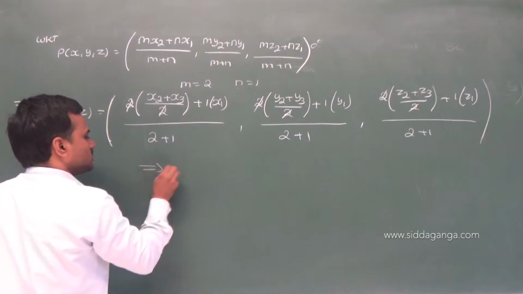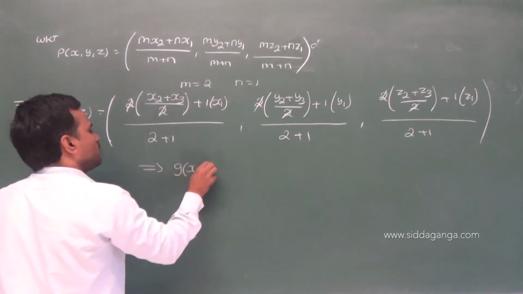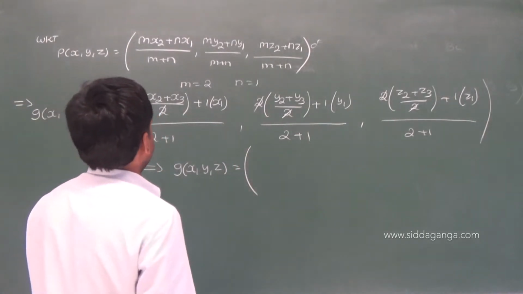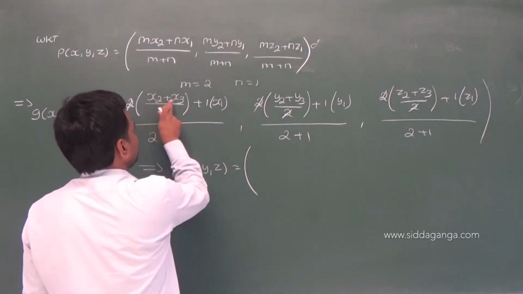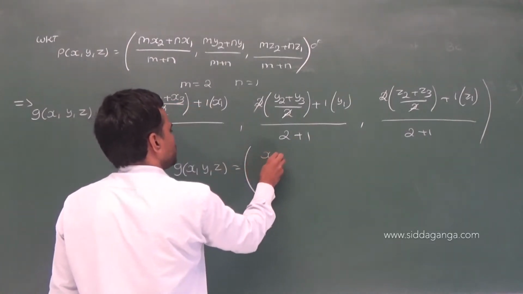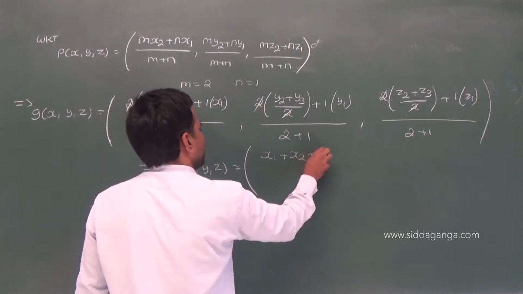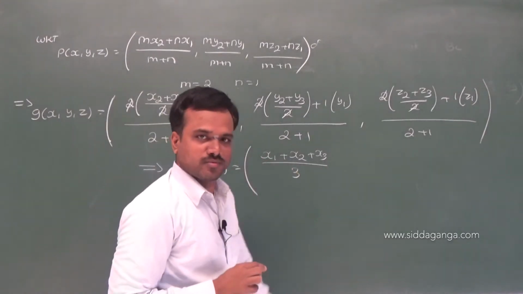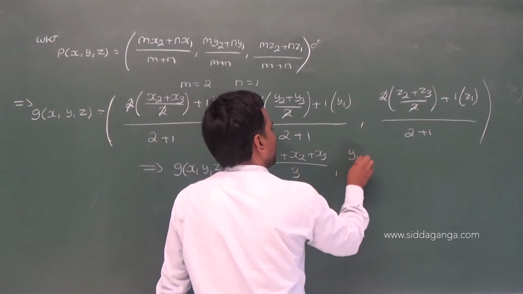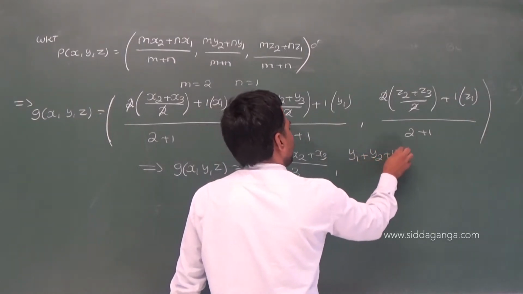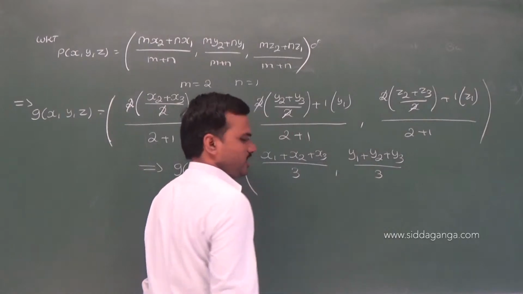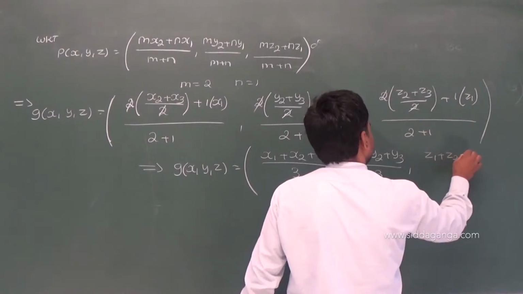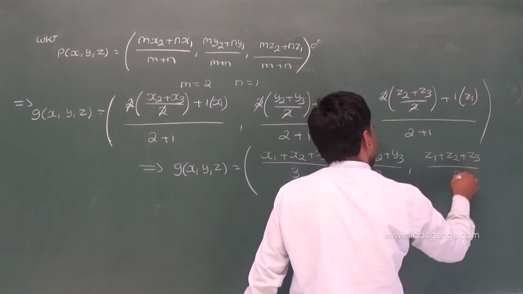Centroid G of x comma y comma z is equal to, observe here, x2 plus x3 plus x1. So I write it as x1 plus x2 plus x3 divided by 2 plus 1, which is how much? 3. The x coordinate is over. Similarly, the y coordinate is y1 plus y2 plus y3 divided by 3. The z coordinate is z1 plus z2 plus z3 divided by 3.